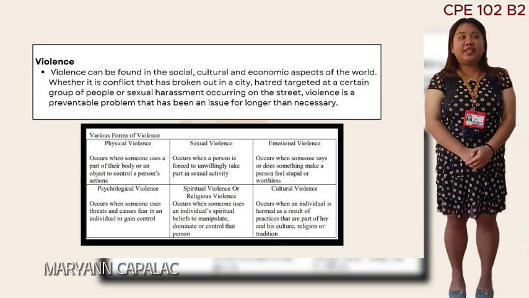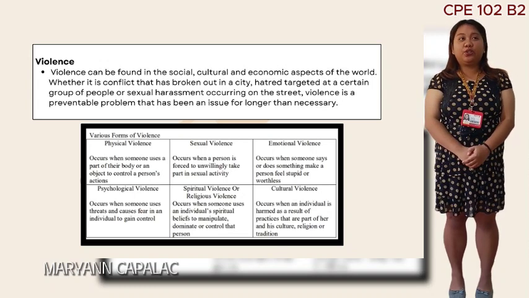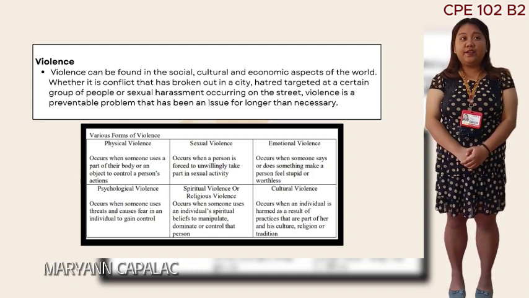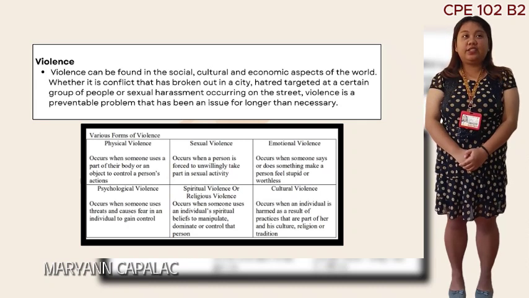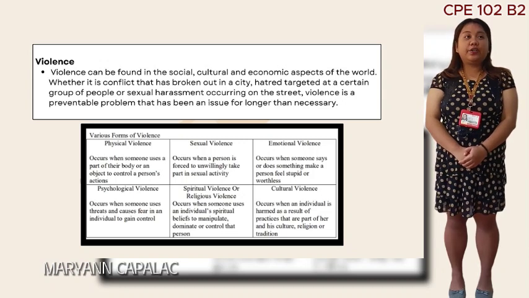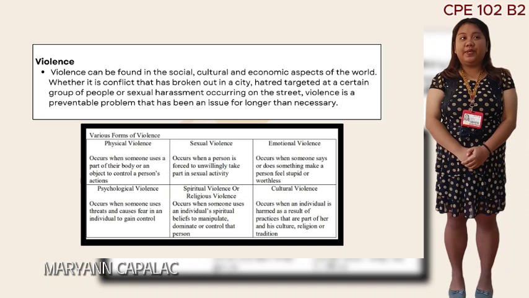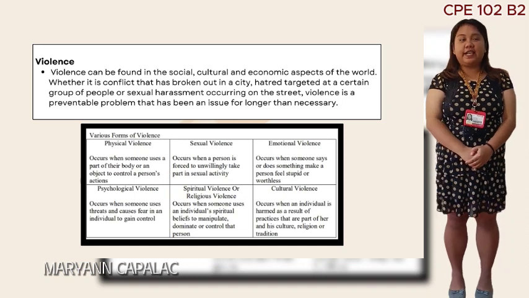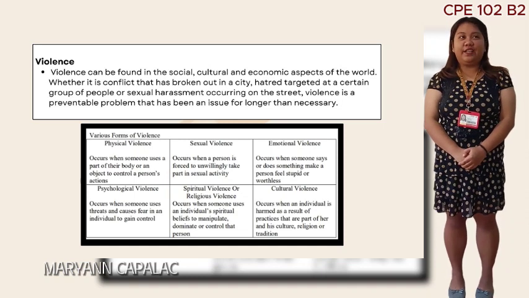Violence. Violence can be found in the social, cultural, and economic aspects of the world. Whether it is a conflict that has broken out in a city, hatred targeted at a certain group of people, or sexual harassment occurring on the streets, violence is a preventable problem that has been an issue for longer than necessary. Various forms of violence.